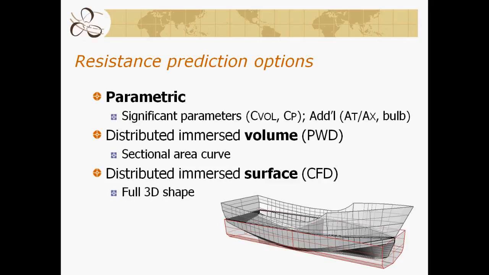Or for those of you who have run NavCad for an extensive period of time, you'll recognize the parametric methods, where parameters such as length over beam ratio, beam over draft ratio, prismatic coefficient, volumetric fineness coefficient are used. But there are also additional coefficients. In this case, the examples are representing the immersed transom as a non-dimensional ratio against the maximum section area, or bulb parameters. And it's the bulb parameters that we'll particularly be interested in today.